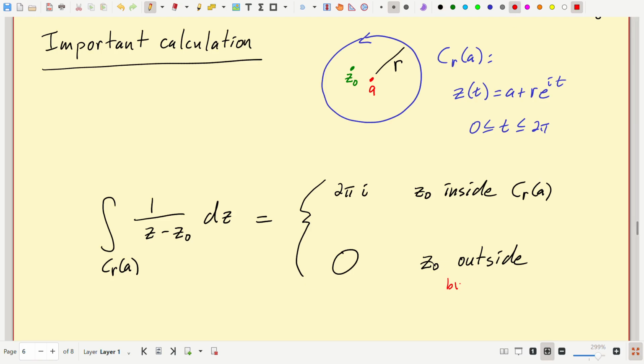By Cauchy's theorem. Because then that thing would be analytic inside and on the circle, and so Cauchy's theorem would say that that's got to be 0. But of course, when z naught is inside, that hypothesis is not met. It has a nasty blow up at z naught.